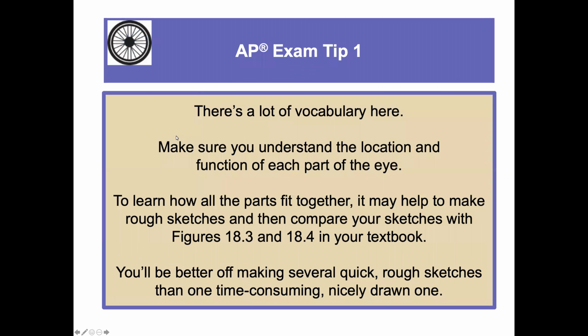So we've just gone over a ton of vocabulary, a ton of terms, a ton of anatomy. Make sure you understand those basic structures of the eye. And like I said, what's really helpful for that kind of thing is to draw an eye and just label it. First, do it by looking at a picture of it, then do it by memory, because that'll really test your retrieval and make sure you know exactly where those parts of the eye are. To learn how all the parts fit together, it may help to make rough sketches and compare them.